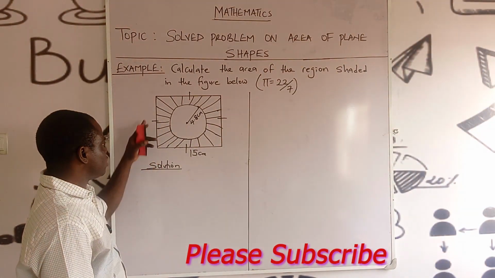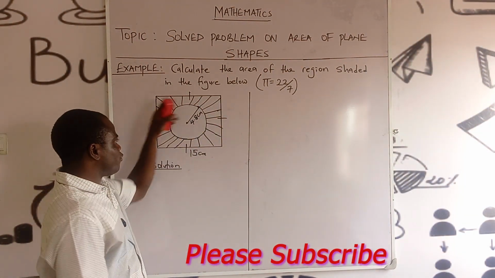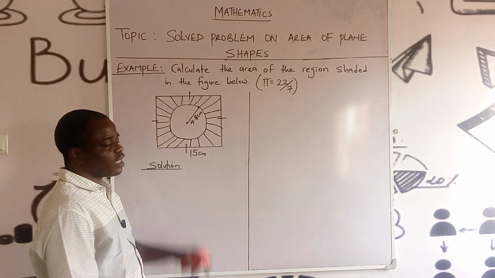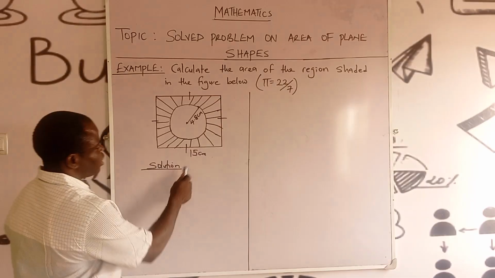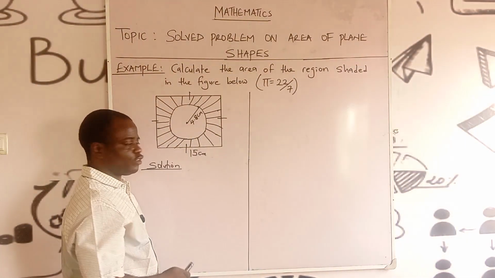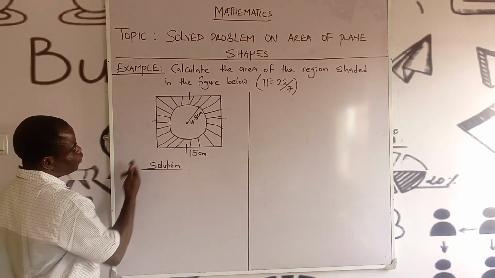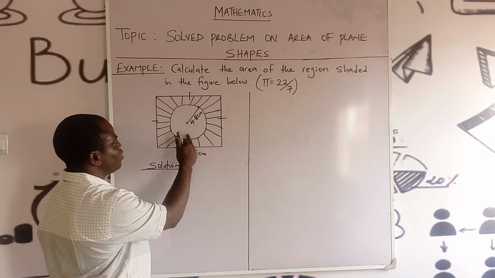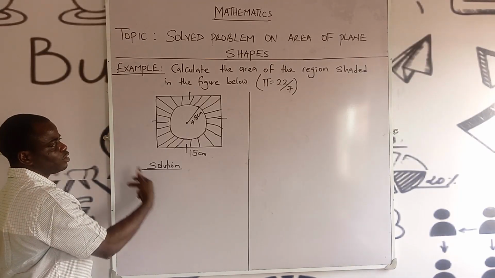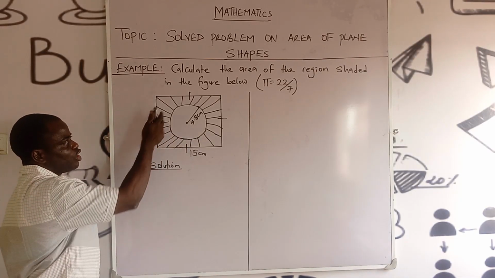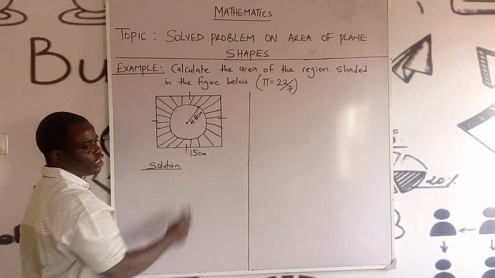Okay, but now since the lines are put on the four sides of the outside shape, that means that it's a square. And you are given one side to be 15, automatically the other sides are also 15. Now what we need to do is look for the area of the square, look for the area of the circle, and subtract the area of the circle from the area of the square, and you now get the area of the shaded portion.